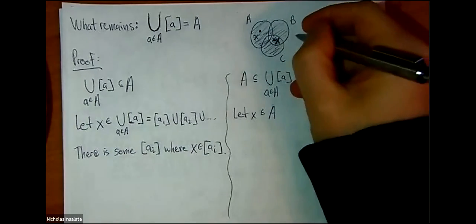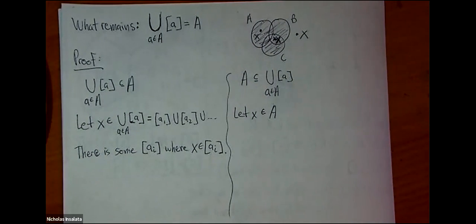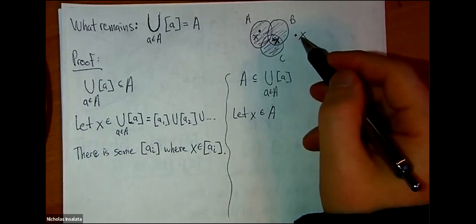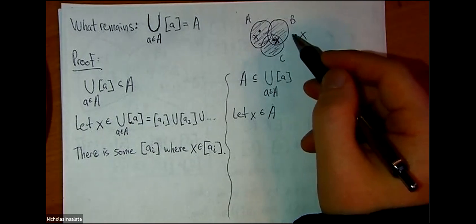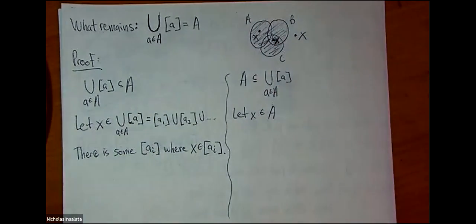If it's out here, this is X, then if it wasn't part of the union, it won't be inside at least one of A, B, or C.